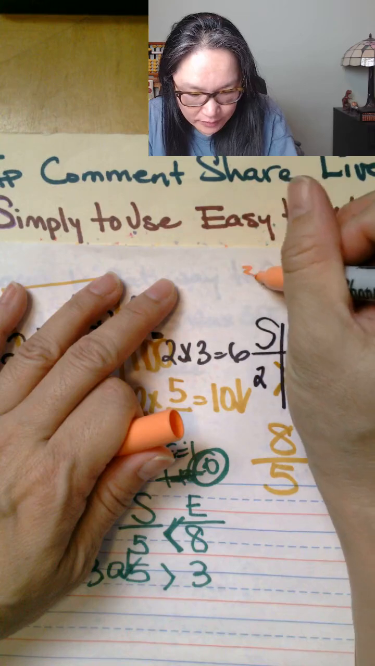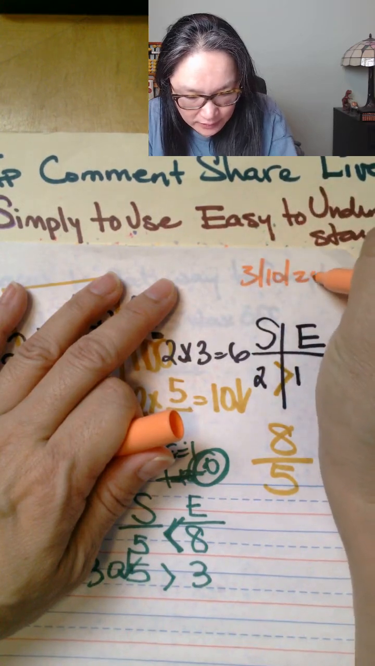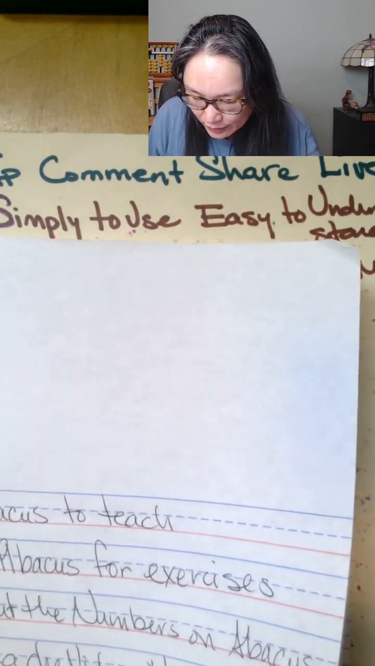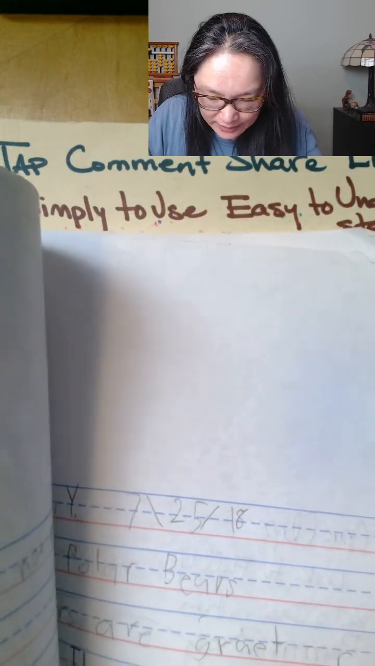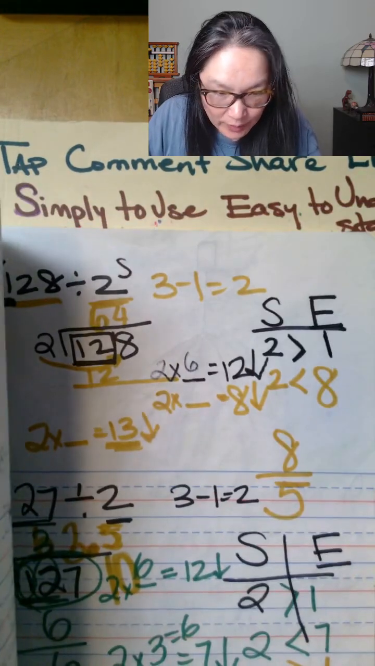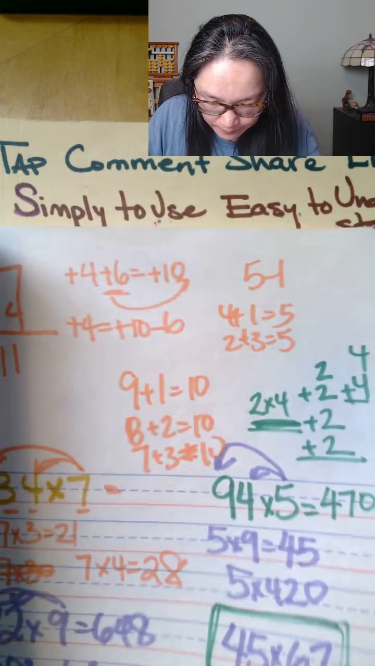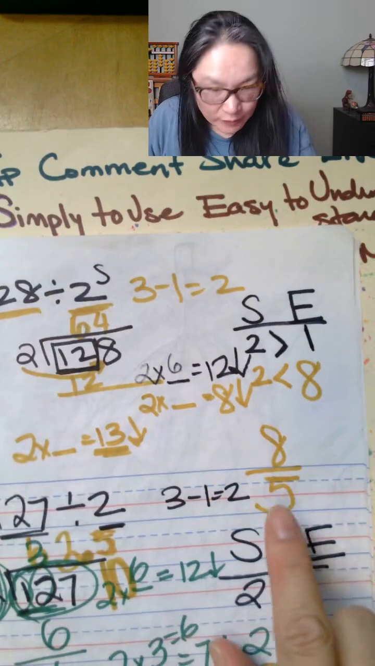What day is it today? 3/10/25. I like to label. I like to date my stuff so I know what we did and when we did it, and then I can go back and make it better. Yeah, but I like the fraction one. That was a good one.